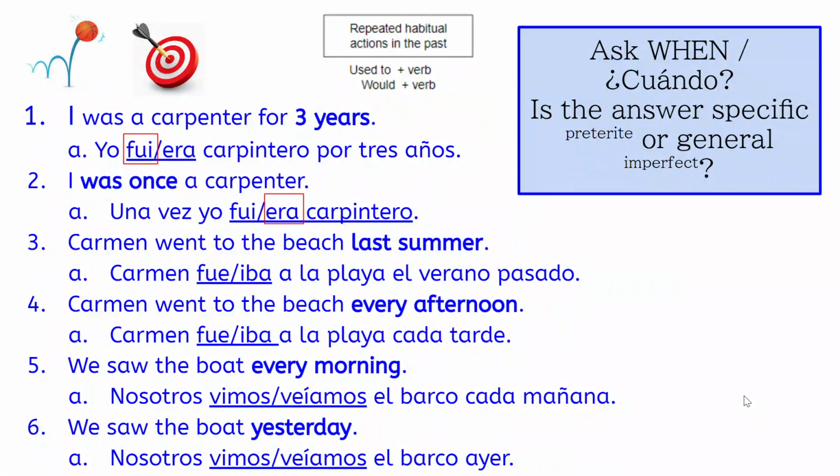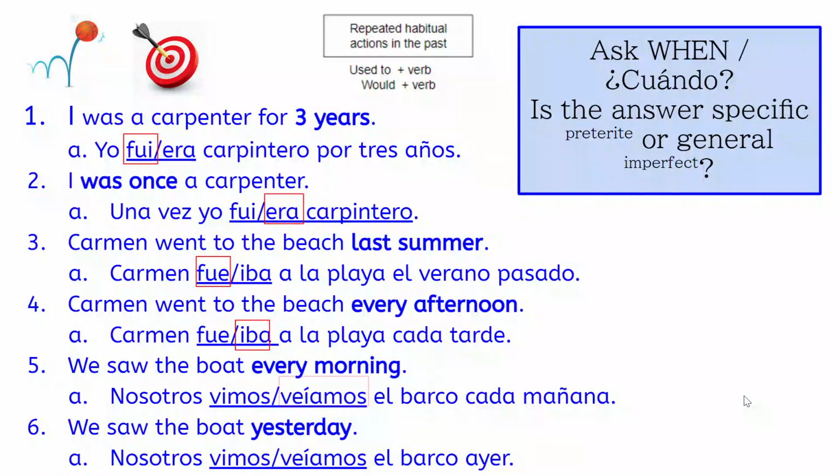Carmen went to the beach last summer. Carmen fue a la playa el verano pasado. Very specific. When did you go? Last summer. Tell me the date and the time. Carmen went to the beach every afternoon. Well, it's getting a little fuzzy. Carmen iba a la playa cada tarde. It's kind of background, ongoing information.